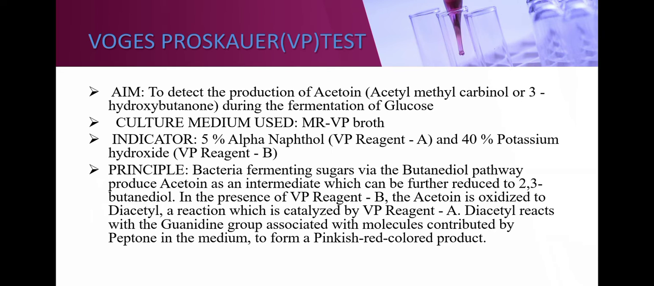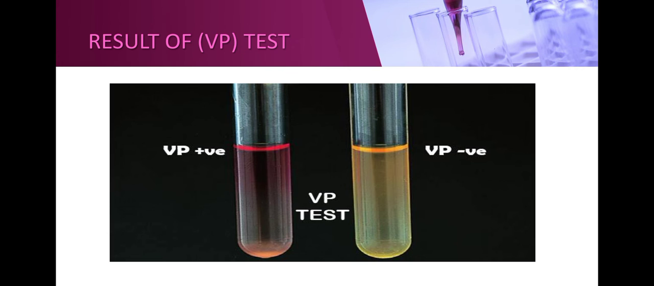Principle: bacteria fermenting sugars via the butanediol pathway produce acetoin as an intermediate, which can be further reduced to 2,3-butanediol. In the presence of VP reagent B, the acetoin is oxidized to diacetyl, a reaction catalyzed by VP reagent A. Diacetyl reacts with guanidine groups associated with molecules contributed by peptone in the medium to form a pinkish red colored product.